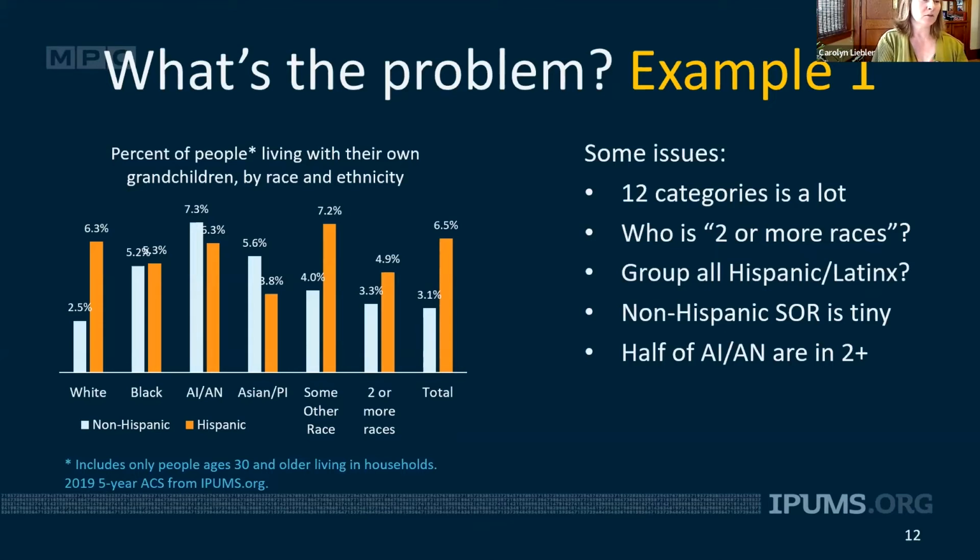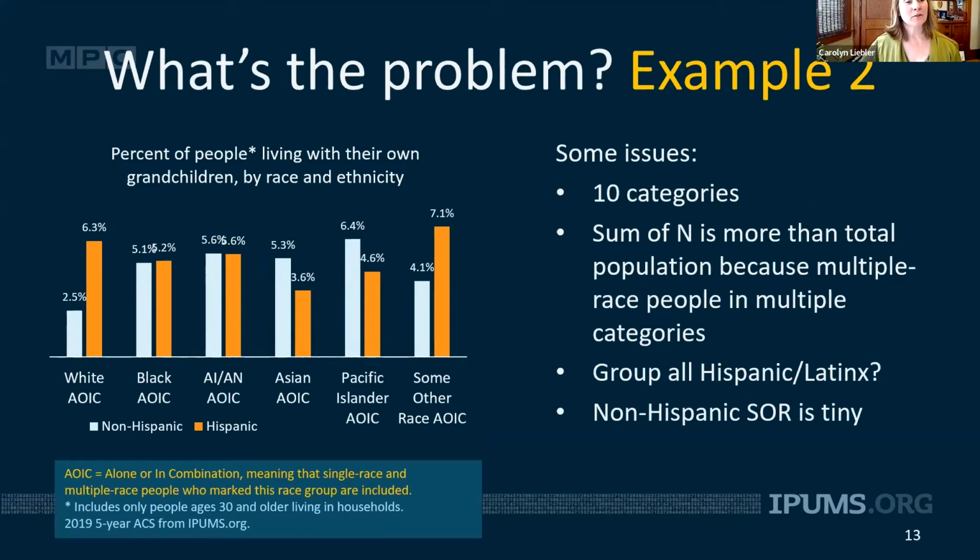This is a very difficult chart to really understand what's happening here. We've got the 2 or more races group that is uninterpretable. We've got Hispanic people divided across groups. Most of them are either going to be in the some other race Hispanic or the white Hispanic. And then the non-Hispanic some other race is a very small group. And we have this problem where American Indians, a good proportion of them are in the 2 or more races category. So I see this as the kind of chart that I would like to not happen anymore.